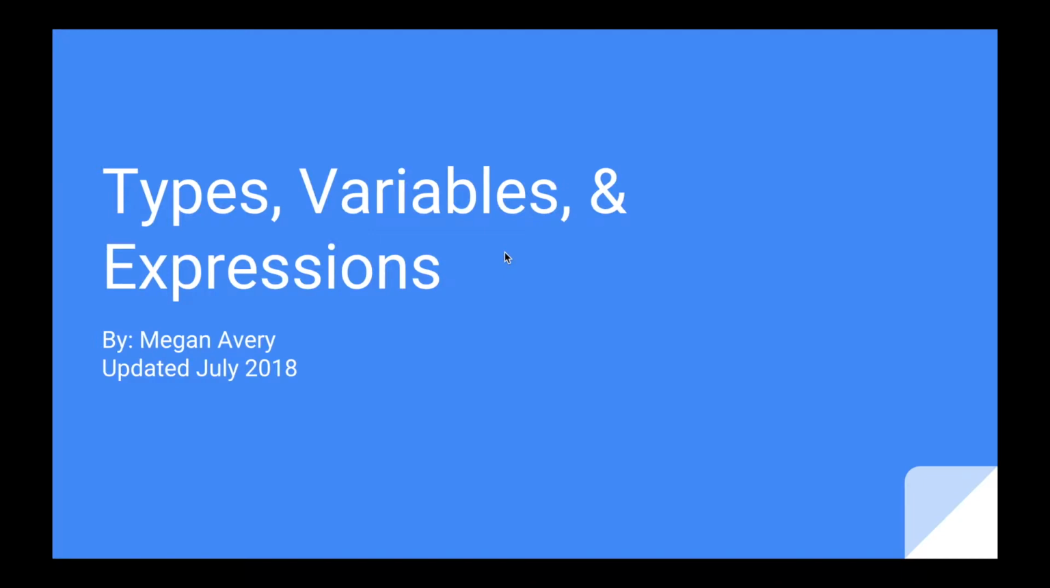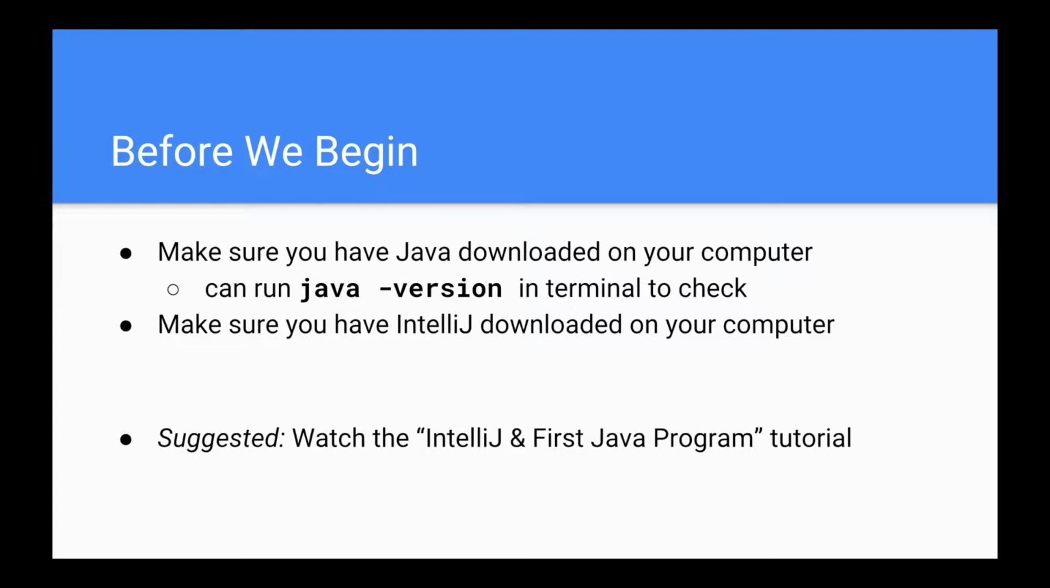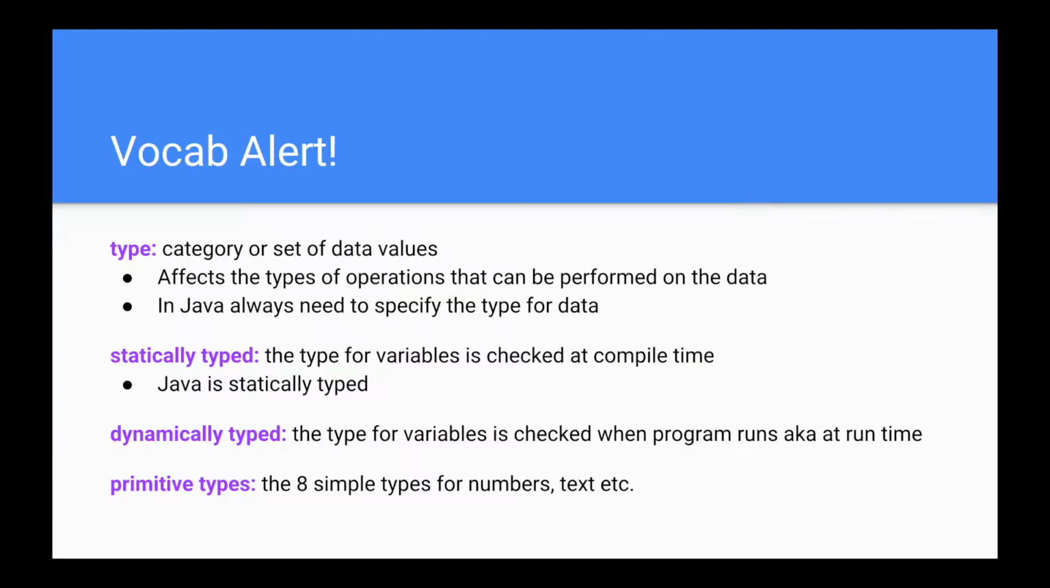This tutorial is going to cover types, variables, and expressions. Before we start, make sure you have Java downloaded on your computer. You can check that by running java -version in your terminal, and make sure that you have IntelliJ downloaded on your computer. If you haven't already, it's suggested that you watch the IntelliJ and the first Java program tutorial that's in this same playlist. So we're going to start with types and variables.